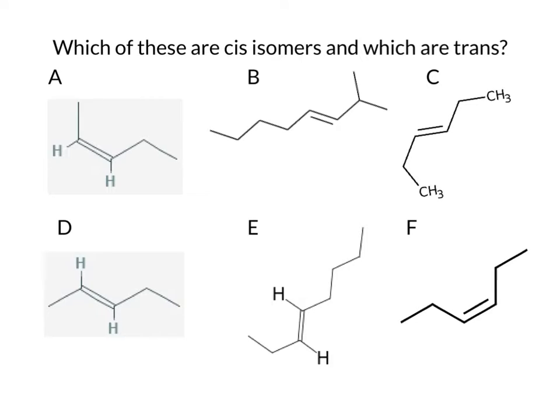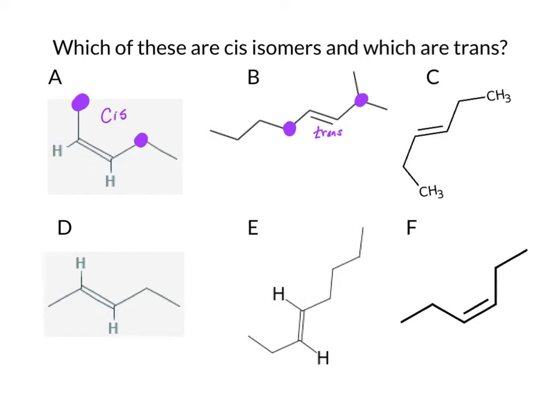Let's start with letter A. So notice that there are 2 things coming off of here. There are hydrogens, and then there are 2 carbon chains. We're going to focus on the carbon chains, and notice that they are both going the same direction, so this is a cis isomer. Now let's look at B. Again, we're looking at the carbon chain. We notice that one is pointing downward, one is pointing upward. That makes this a trans isomer.